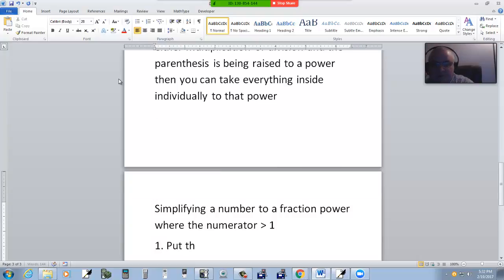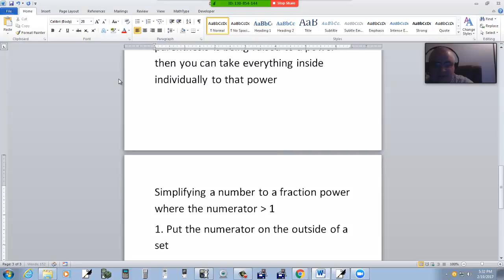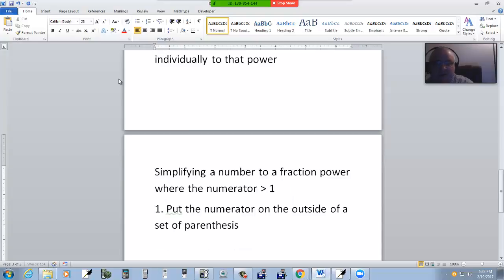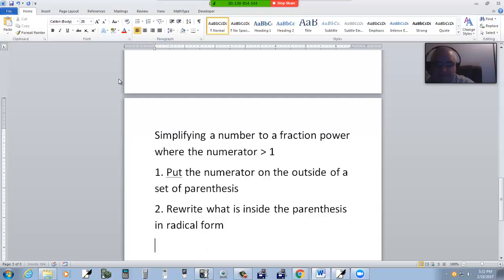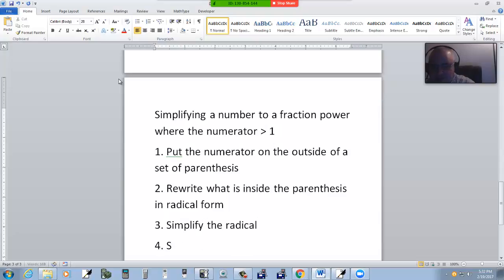Step 1. Put the numerator on the outside of a set of parentheses. Step 2. Rewrite what is inside the parentheses in radical form. Step 3. Simplify the radical. Step 4. Simplify what is left.